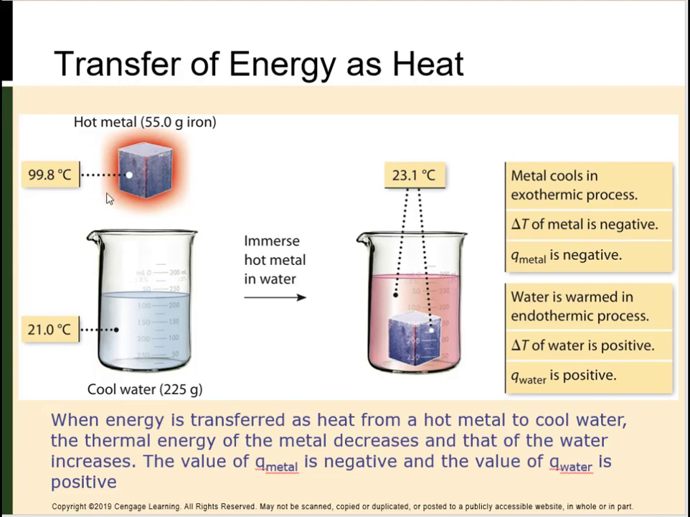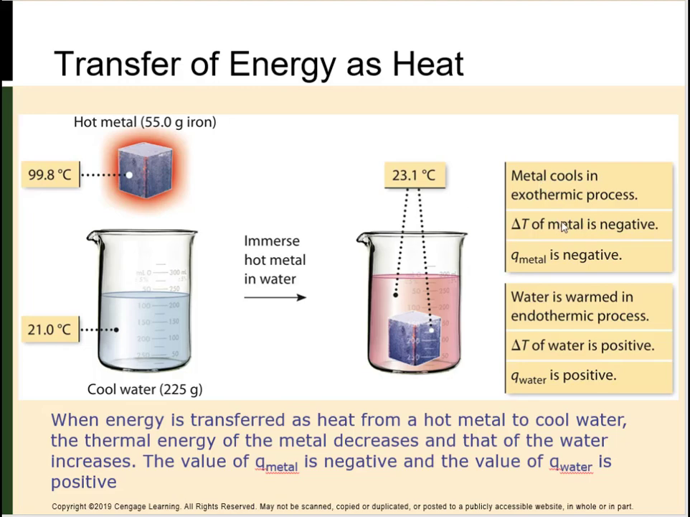I have hot metal at 99.8 degrees. I have water that's at 21 degrees. When we put the metal into the water, we can assume, or it tells us that the final temperature of the water and the metal are both 23.1 degrees Celsius. We're also going to assume that energy is transferred only as heat within the system. All right, so the energy transferred as heat from the metal to the water.